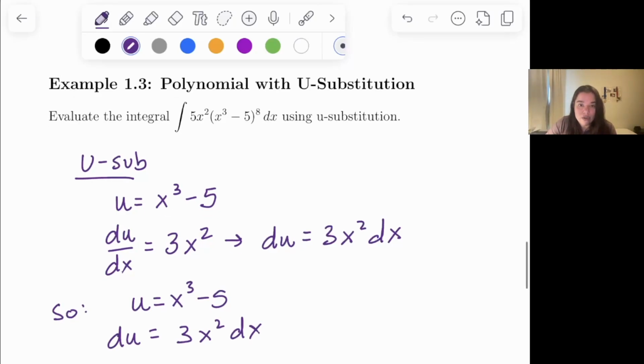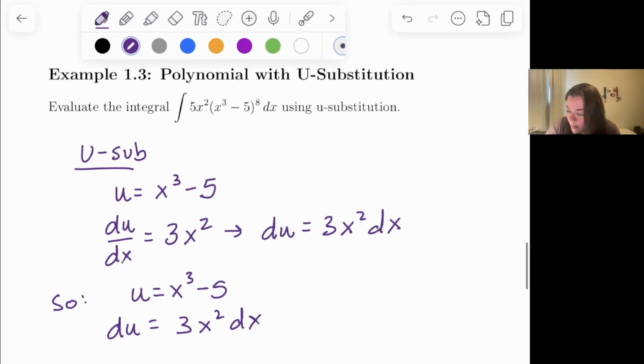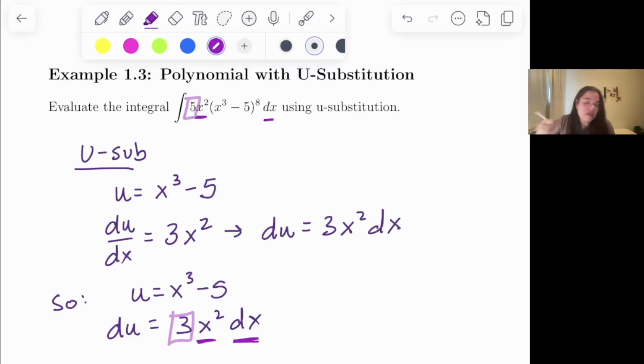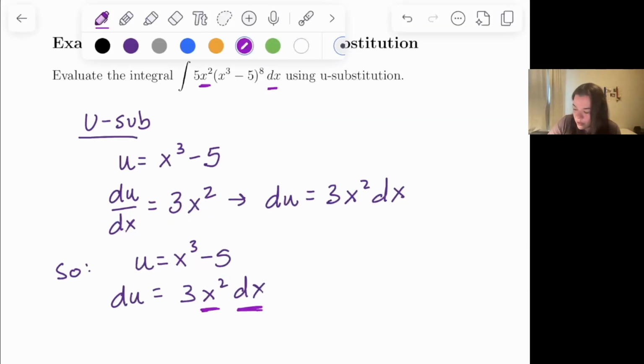Now, here's the issue. Notice in the problem, I have an x squared dx. So I have an x squared dx down in my du, but here I have a 3 and here I have a 5. There's a few ways to go about manipulating this. I teach it a certain way just because my experience has found students make fewest mistakes the way that I've eventually decided on. So since I noticed there's an x squared dx in the problem, in my scratch work, I'm going to divide this 3 over. I'm going to make this a 1/3 du is equal to x squared dx.